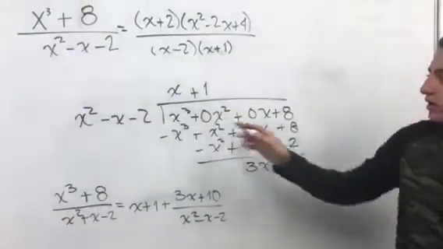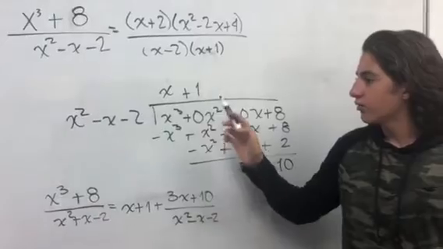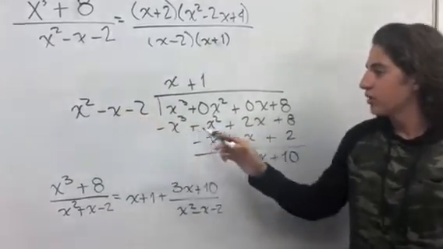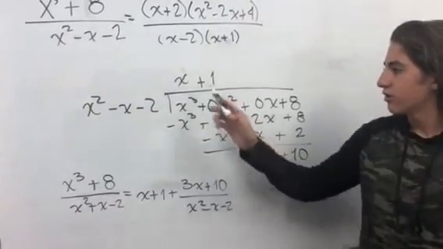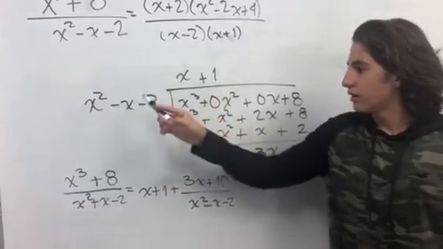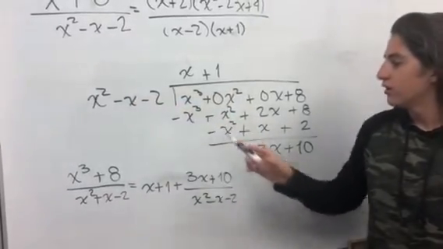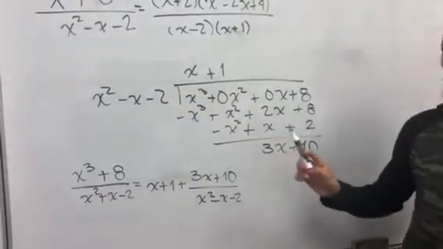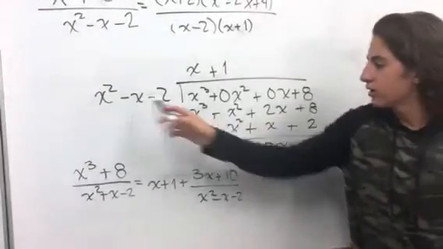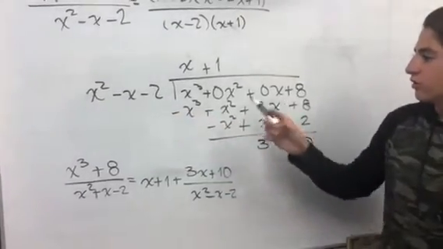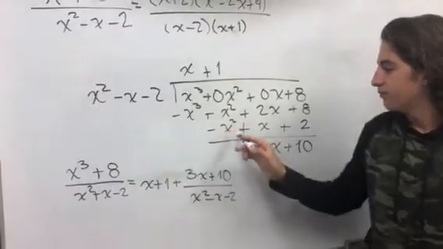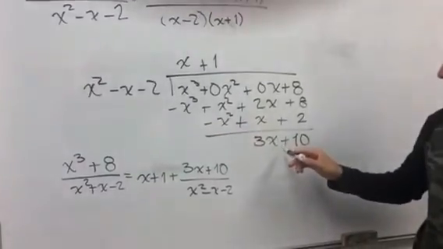So we write this and we have to find a number that multiplied by this one gives you x³. So this number is x. So x and x² is x³. Then we have to find a number that multiplied by this one gives you this one. So this number is 1 because this one is already here. And this is the result you get.